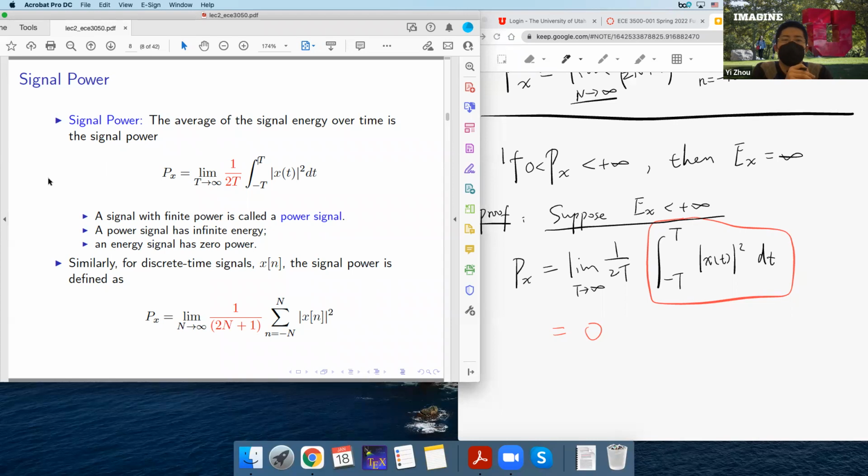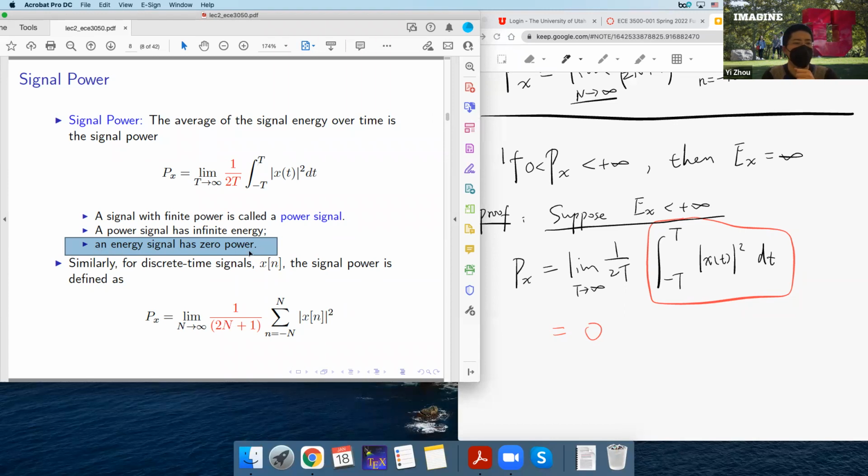I think this applies to both continuous and discrete. Yeah, so the discussion would be the same, right? It applies to discrete as well because it has nothing to do with the type of signal. You can replace the integration by summation.